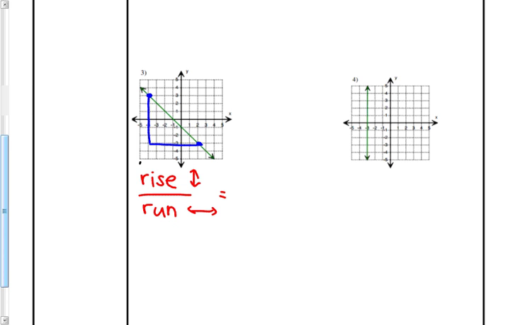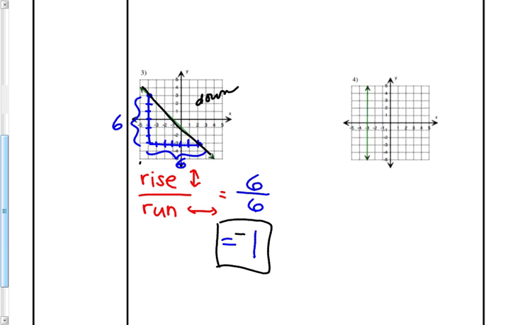The rise is the up and down part, so we're talking about this part right here. So my rise is, how many spaces did I go up? Well, there's 1, 2, 3, 4, 5, 6. And my run is the left to right part, right? So how many spaces did we run? 1, 2, 3, 4, 5, 6. So we still have 6 over 6, right? And 6 over 6 is still equal to 1 when you divide them. We also know that if we're reading this graph from left to right, it is going down. So we have a negative slope. So we should have -1 as our answer. Okay, so again, it doesn't matter which 2 points you pick.